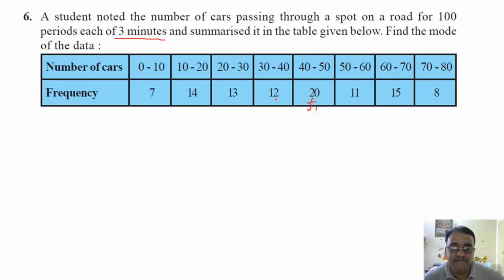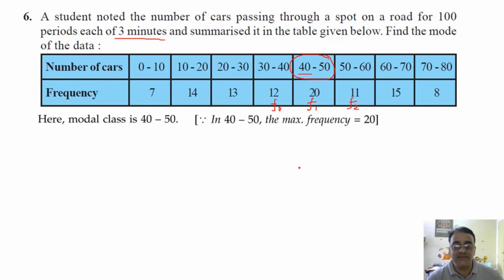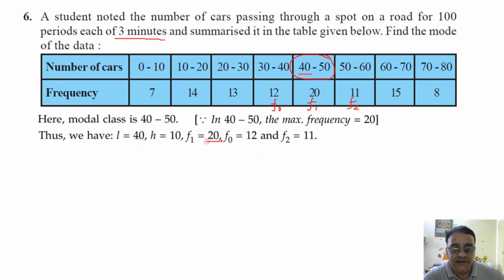F1 से पहले वाला f0, F1 के बाद वाला frequency f2, right? और जिस क्लास का हाईएस्ट फ्रीक्वेंसी है उसको मॉडल क्लास. So this is L. What is h? 10. Right. So we'll start with the modal class 40 to 50, because in this class the frequency is maximum, that is 20. And already we discussed all the values: L is 40, h is 10, f1 is 20, f0 is 12, and f2 is 11.